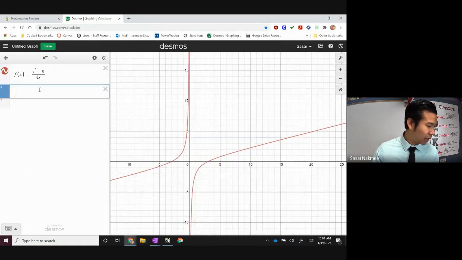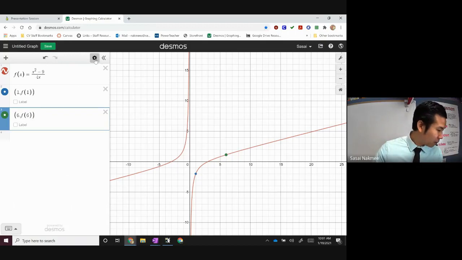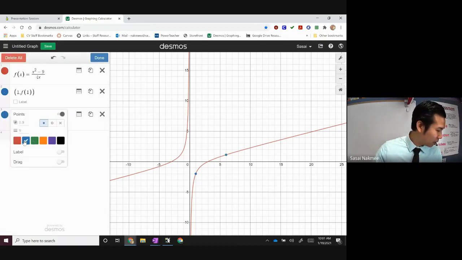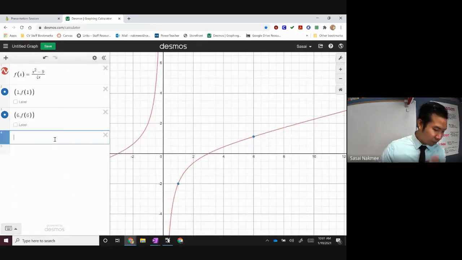But we only care about it on the interval from 1, f of 1, which is that point right there, to 6, comma f of 6. You guys liking my Desmos skills here? You see this here? It's amazing. So we're only focused on these two points right here. Now, I can go ahead and draw a secant line that goes across that right there.